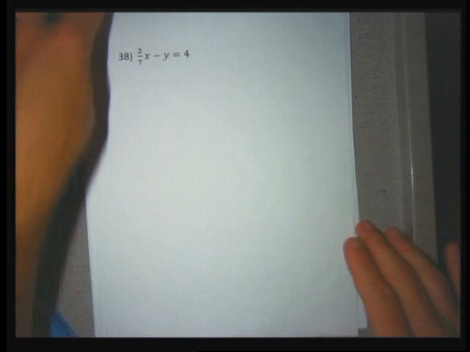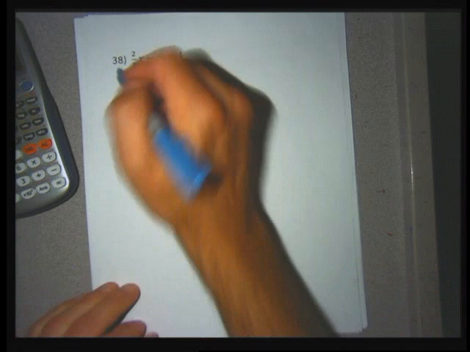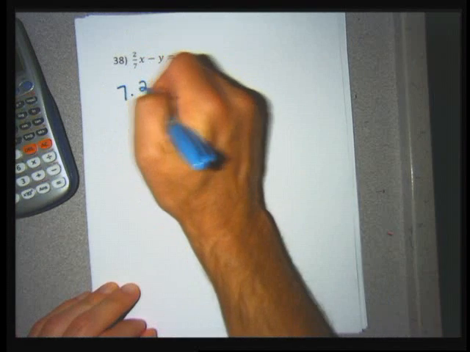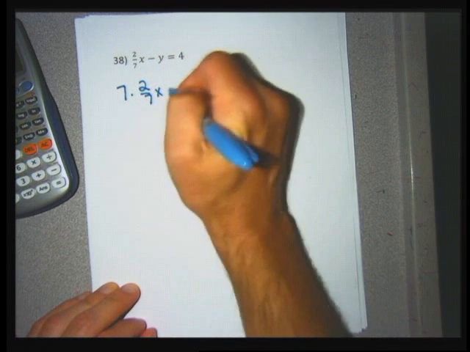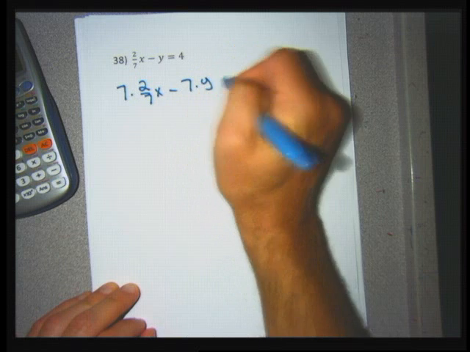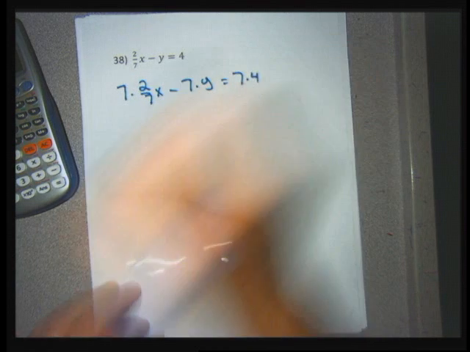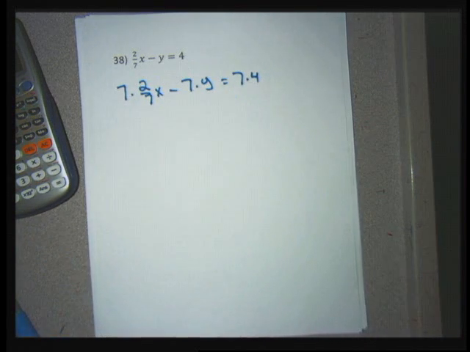38, I've got the same issue. I've got these nasty fractions that I don't want to deal with. I'm going to just go through and multiply by 7 to get rid of the fractions. If you're comfortable working with fractions, then don't do this. But I make more mistakes working with fractions than non-fractions. If a problem has fractions and an equal sign, you can multiply away the fractions.